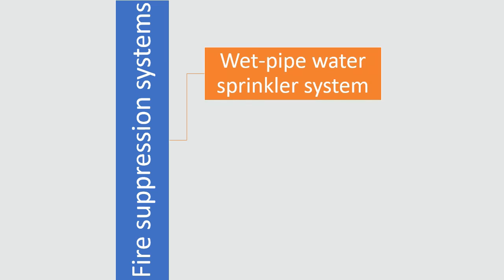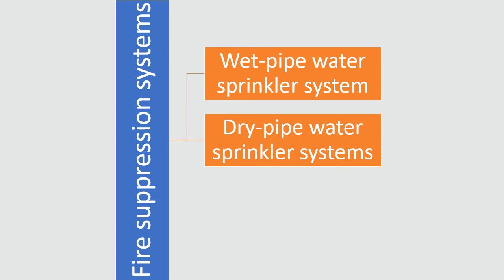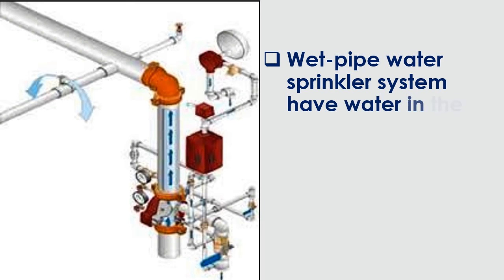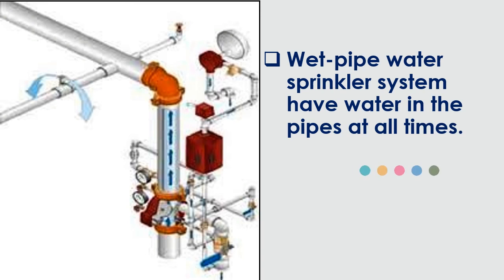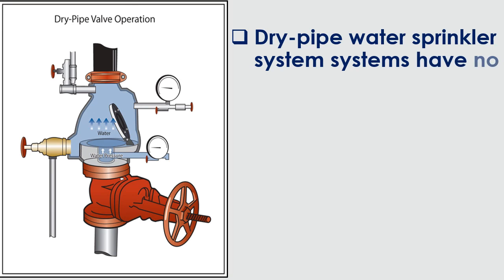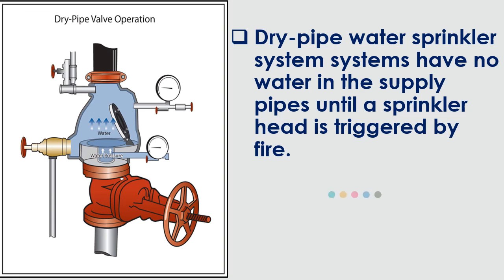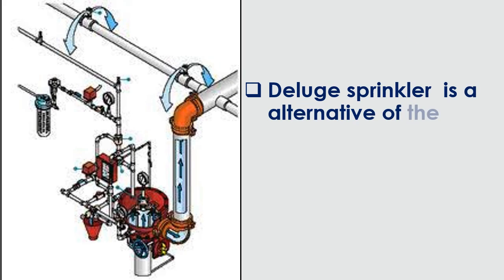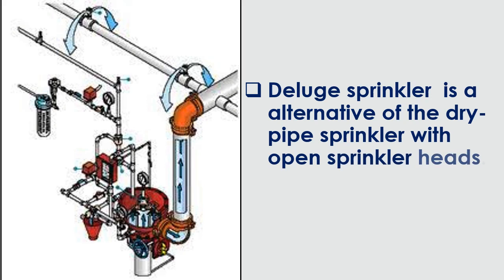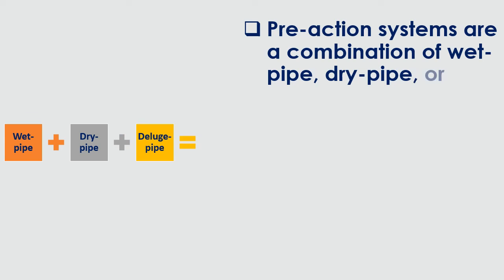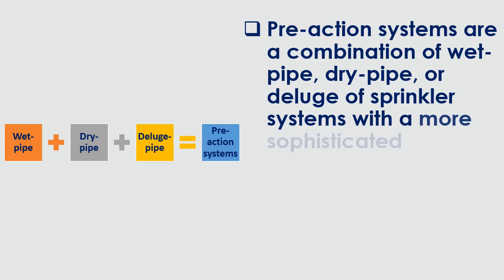Three types of fire suppression systems are: wet pipe water sprinkler systems, dry pipe water sprinkler systems, and deluge water sprinkler systems. Wet pipe systems have water in the pipes at all times. Dry pipe systems have no water in the supply pipes until a sprinkler head is triggered by fire. Deluge sprinklers are an alternative to dry pipe with open sprinkler heads. Pre-action systems are a combination of wet pipe, dry pipe, or deluge sprinkler systems with a more sophisticated triggering mechanism.